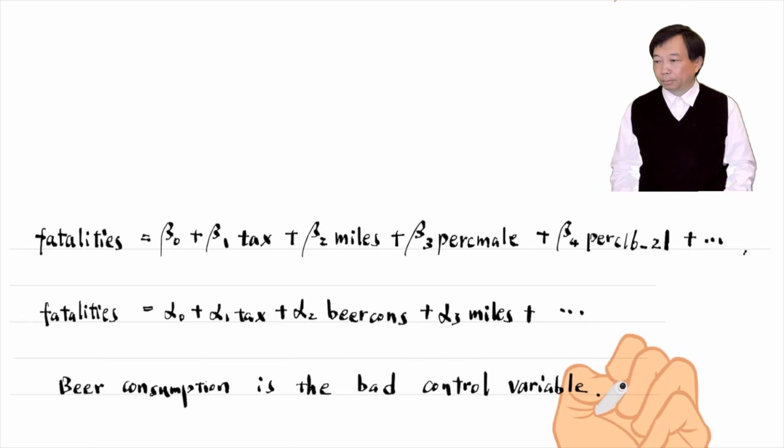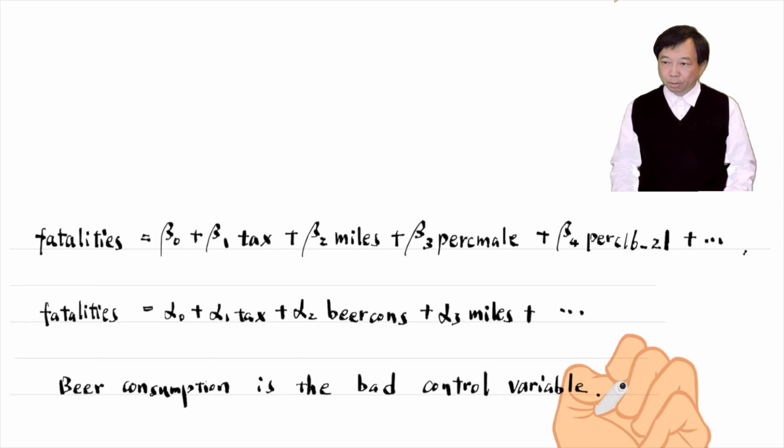Alpha 1 becomes the effect of a beer tax increase on traffic fatalities while holding beer consumption fixed. People may not be interested in it because it may be challenging to think of how the beer tax affects drivers' behavior without influencing beer consumption.